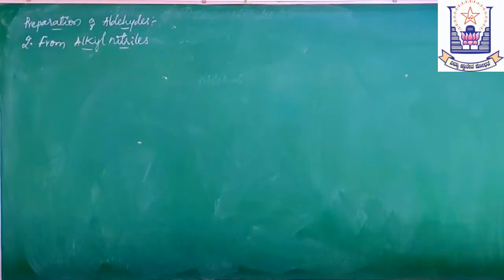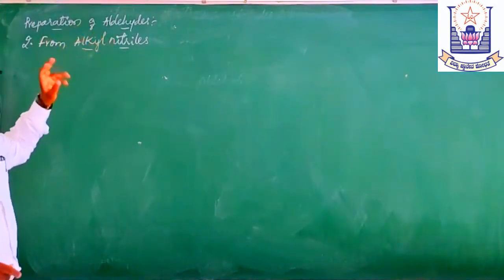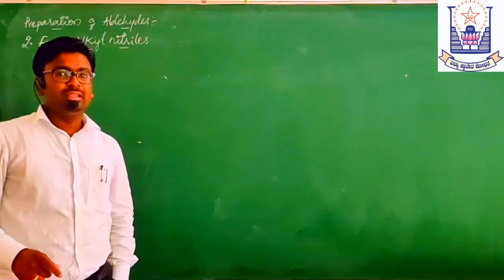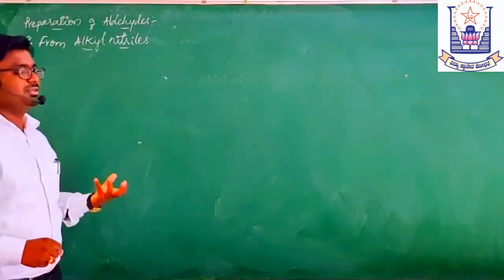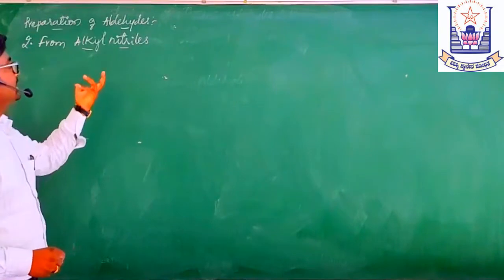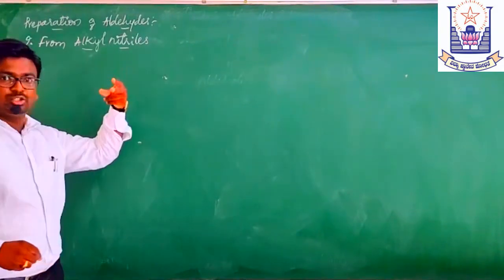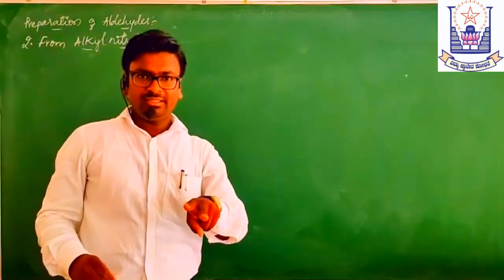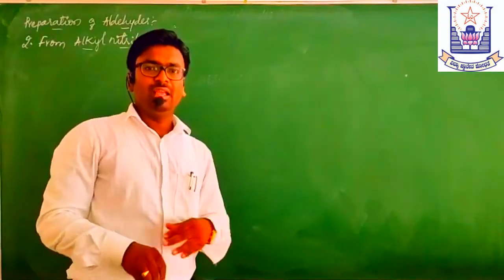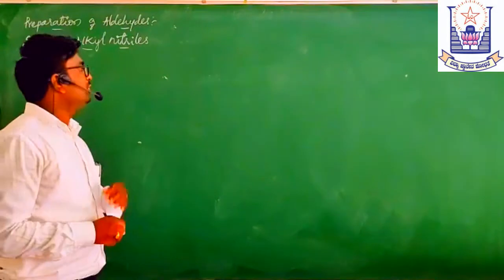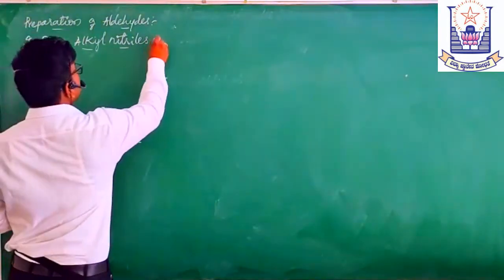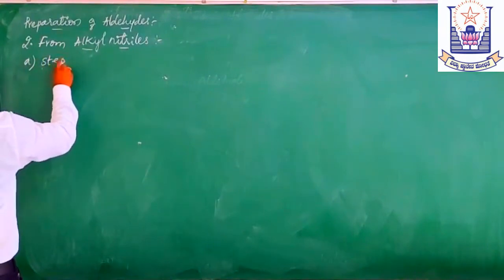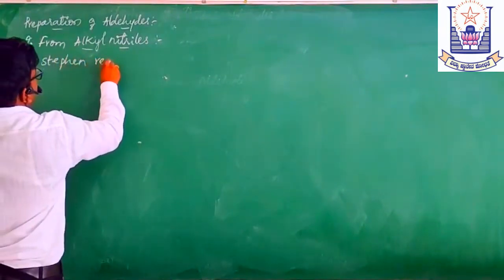The next method is preparation of aldehydes from alkyl nitriles. Here you can see two reagents which convert alkyl cyanides or nitriles into aldehydes. Let us see them one by one. The first one is Stephen reaction.